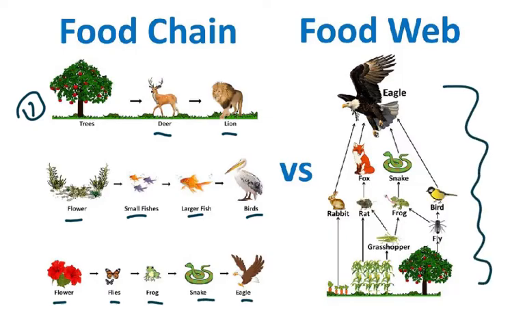Now this is a number of food chains which are interconnected because you have the tree, then the fly, then the bird, and then the eagle. And then you also have the fly and the frog and the snake and the eagle. Then you have the grasshopper, frog, snake, eagle. Then you have grasshopper, rat, fox, eagle. And then you have the carrots and the rabbit and then the eagle. So a food web is a large number of food chains which are interconnected.